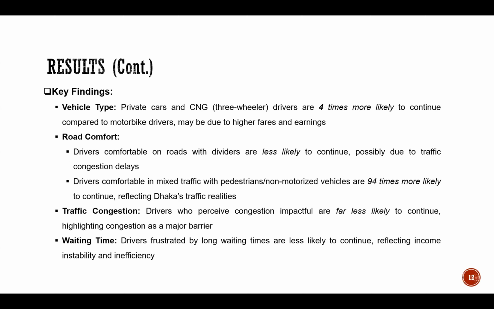Continuing with the key findings, vehicle type also plays an important role. Drivers using private cars and CNG, which is a three-wheeler, are about 4 times more likely to continue compared to motorbike drivers. This may be linked to higher fares and better earning potential with these vehicle types. Conversely, drivers comfortable navigating mixed traffic conditions with pedestrians and non-motorized vehicles are 94 times more likely to stay in the sector. This clearly reflects the unique and complex traffic environment of Dhaka.